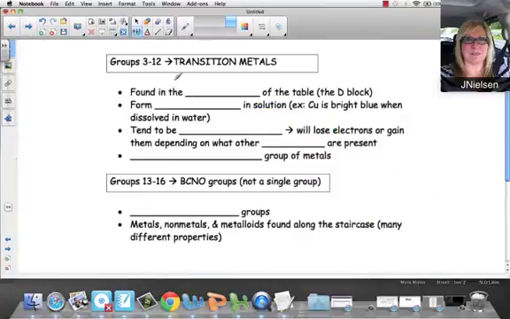Groups 3 through 12 are our transition metals. They're found in the middle of the periodic table. They're also referred to as the D block, and I'll explain that to you in class on Tuesday afternoon. This is extremely important and always a Regents question. They form colored ions in solution.